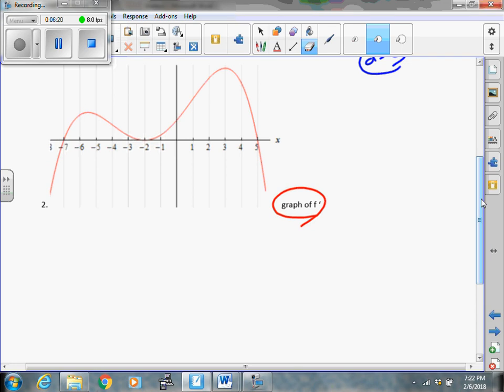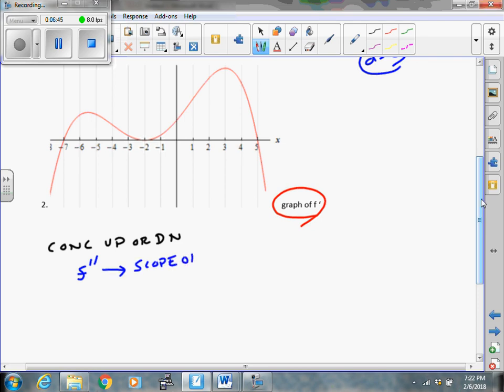Now, other questions. When is the function concave up or down? Well, if I ask that question, then I should be thinking about the double derivative. And if I'm thinking the double derivative, then if I'm looking at the derivative, I'm thinking of the slope of the derivative.